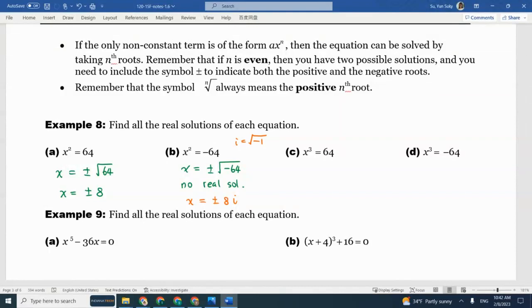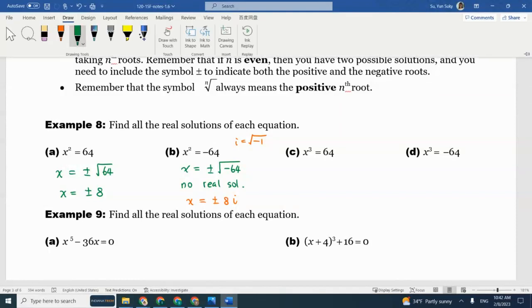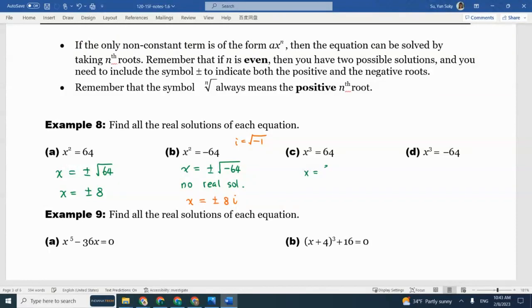Therefore, negative 64 is like negative 1 times 64. We get square root of negative 1 is i, square root of 64 is 8. We have 2 complex solutions. Okay, how about odd roots? So you take the odd root, you don't get plus or minus, you just have one root. What is cube root of 64? 4. Yes, very good. Yes, everybody? 4 times 4 is 16. 16 times 4 is 64.